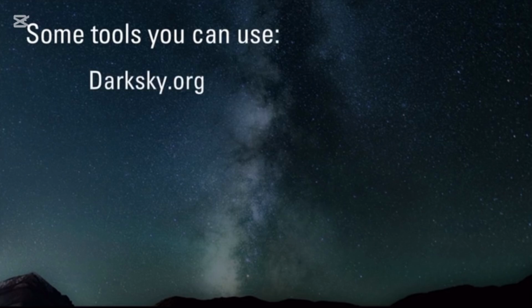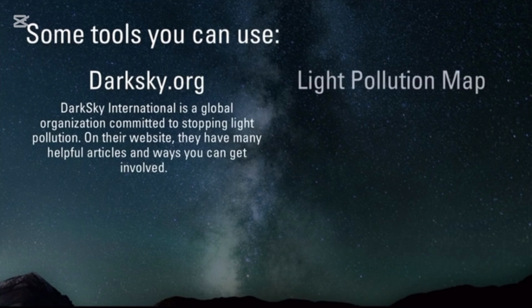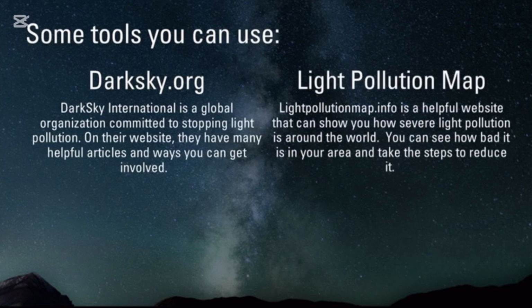Here are some tools you can use to further deepen your understanding. Dark Sky International is a global organization committed to getting rid of light pollution. On their website, they have many helpful articles that you can read. They also give you the opportunity to become an advocate or a member. Another helpful tool is a light pollution map. A light pollution map can tell you the level of light pollution that your area has. It can show information from different years, which means it can show you how urban development had progressed or whether places started to prevent light pollution.